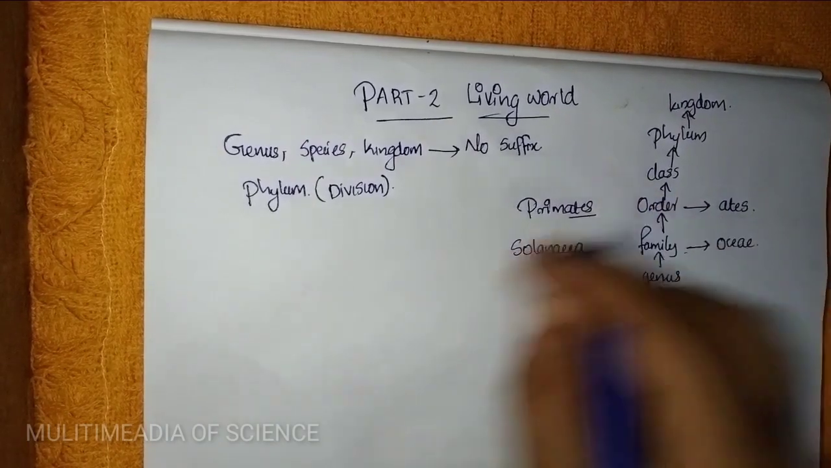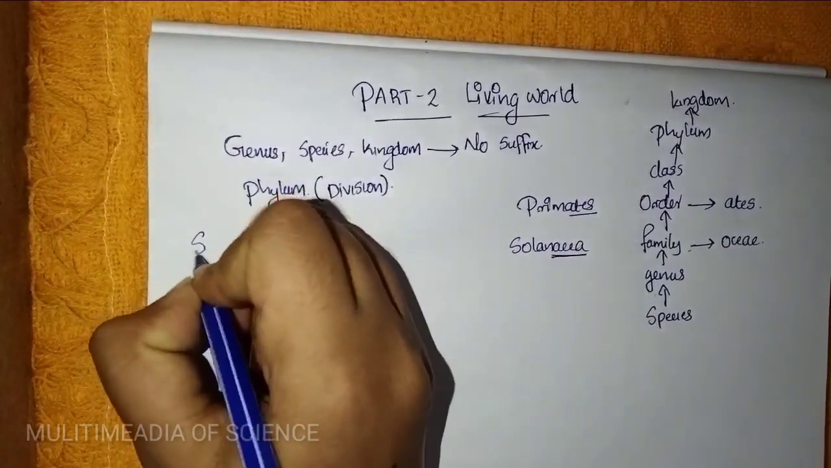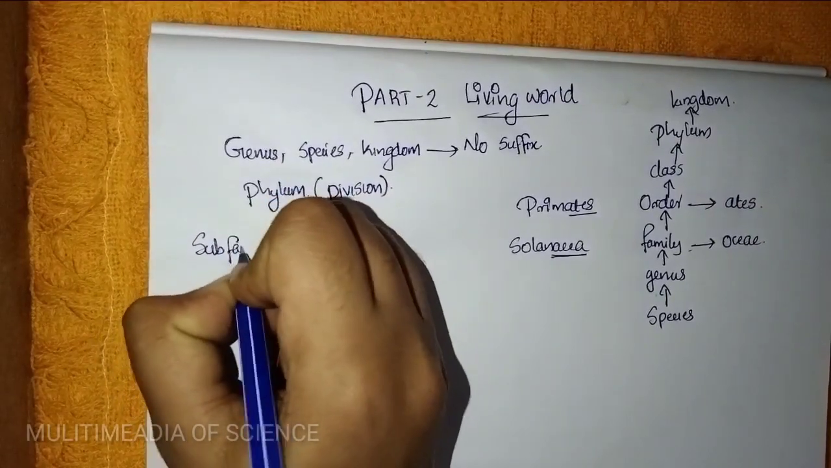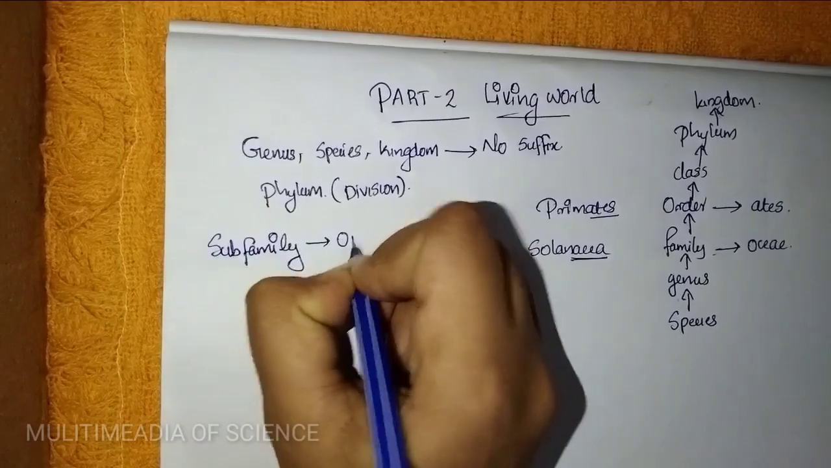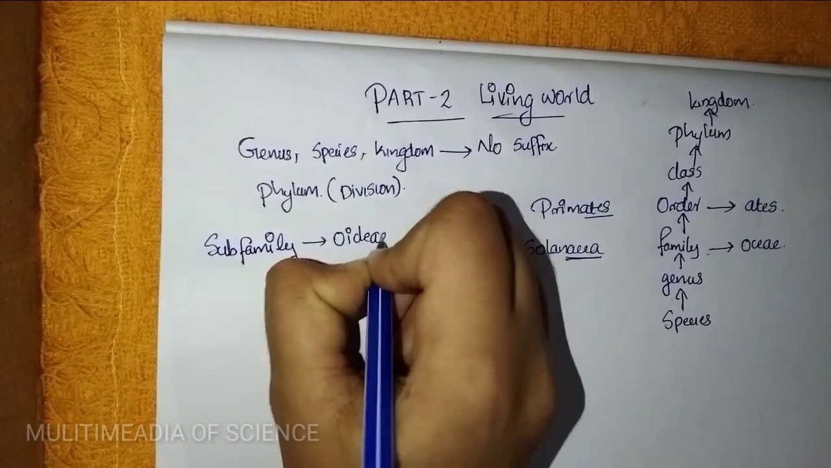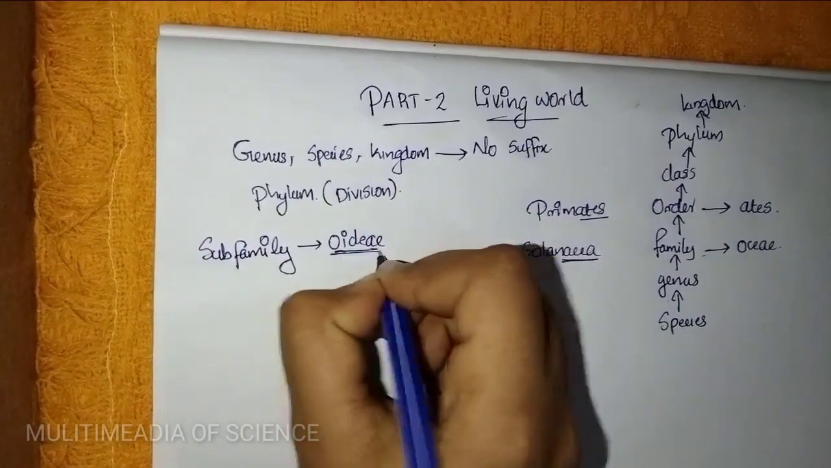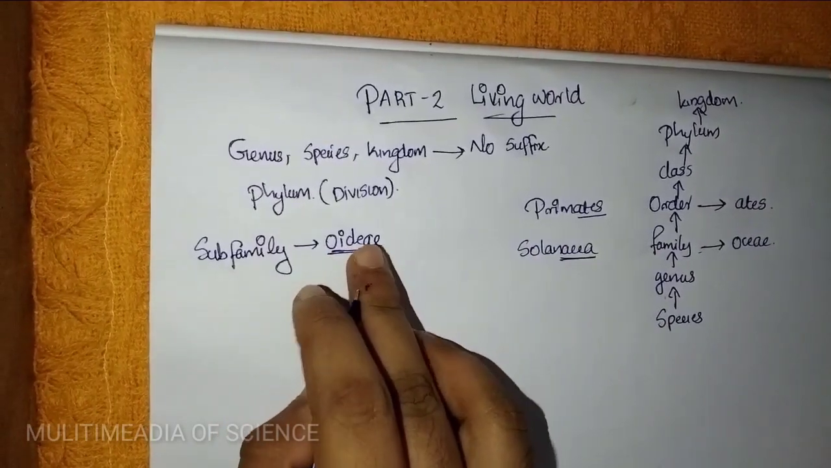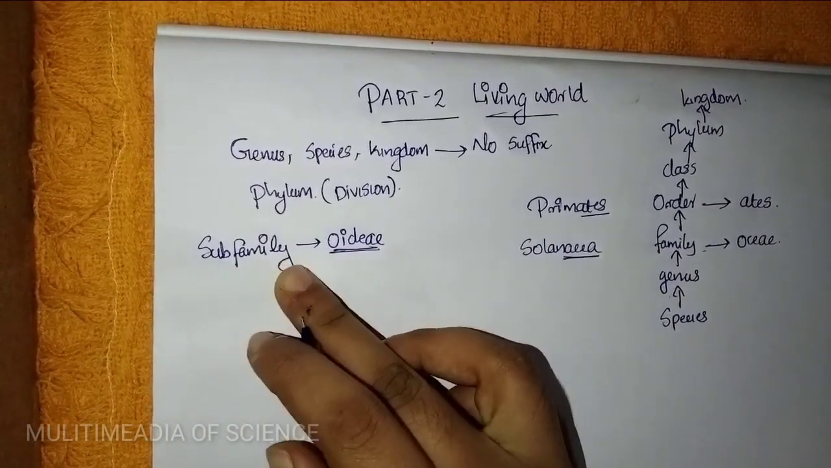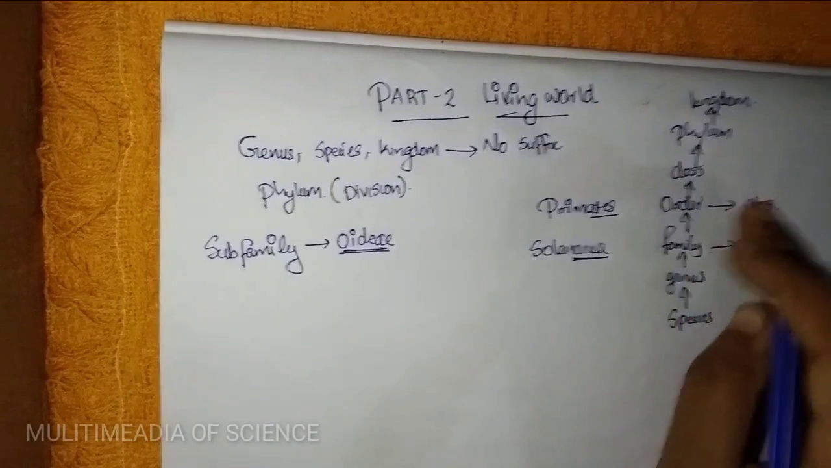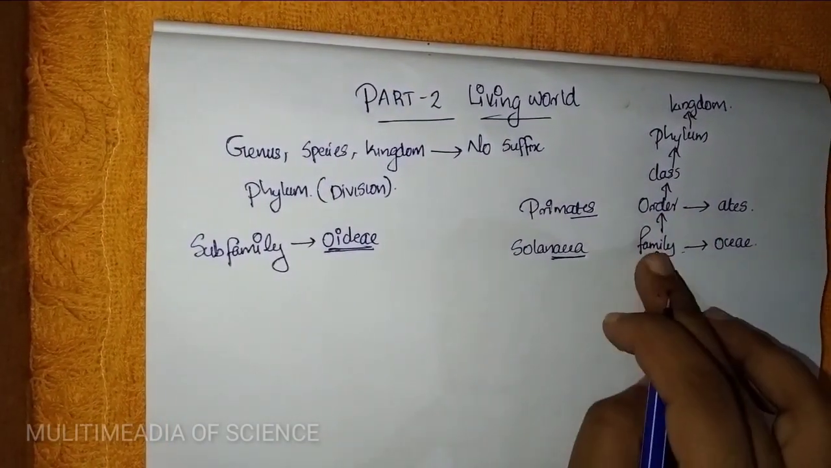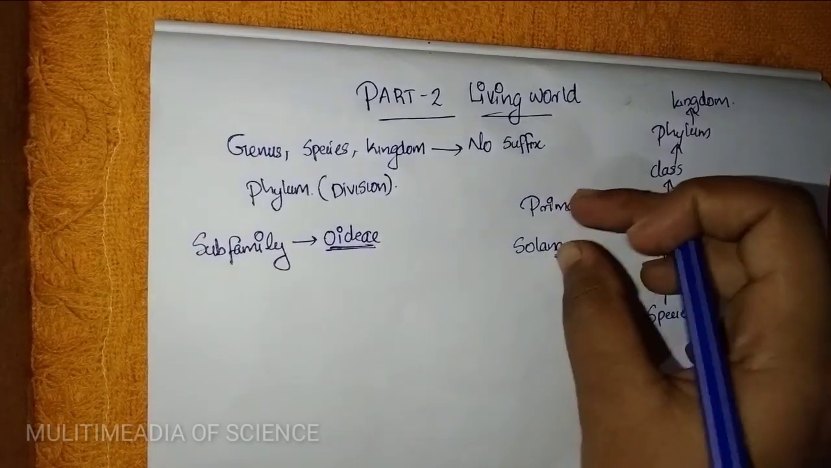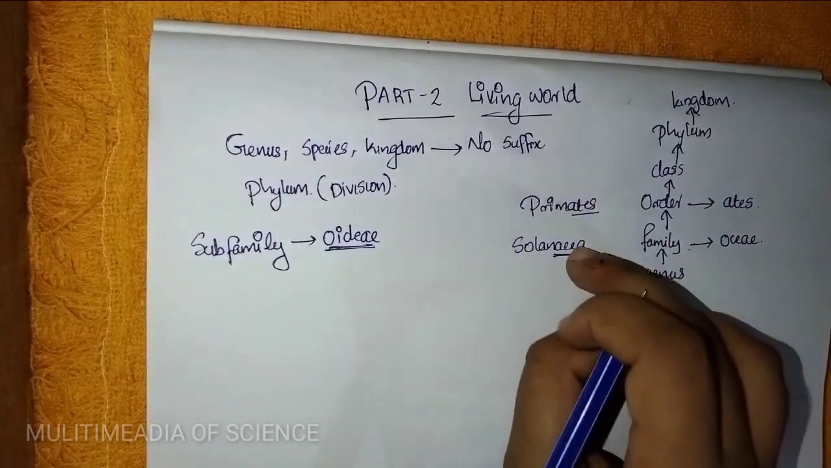Then subfamily. Spelling oideae, ends with oideae, which indicates the subfamily. Ends with ates indicates it is order. Ends with aceae indicates family. So please remember this example. It is very helpful for the exam.